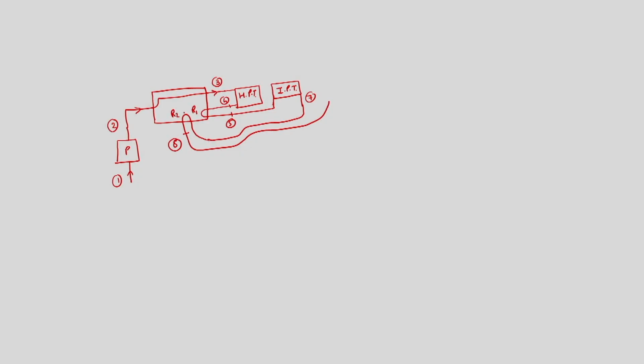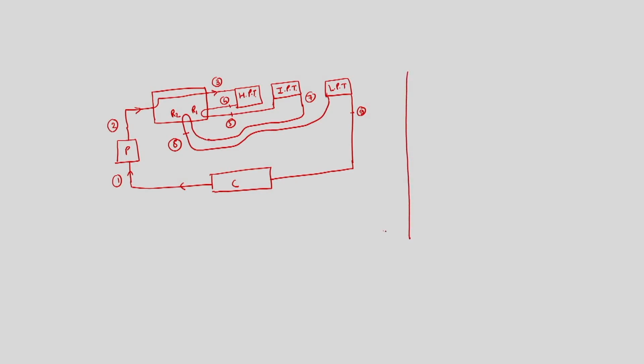This is R2, and then it will be supplied to the low pressure turbine, and from the low pressure turbine steam would go to the condenser. 8 to 9 is an expansion, and then from the condenser it will go to the pump. So, this is how the travel of steam would be. Then in that case we can draw the TS diagram for the steam power plant.